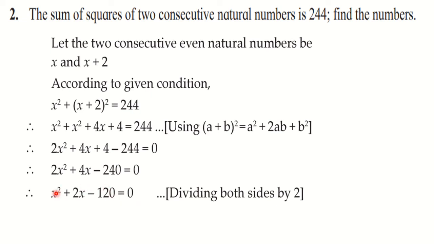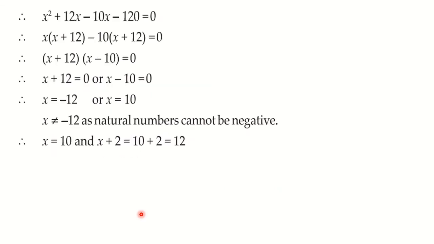Now again think of the two numbers whose multiplication is 120 and difference is 2. So you know the numbers. 12 tens are 120 and 12 minus 10 is 2. So numbers are with us. So write down the middle term, split it. x square plus 12x minus 10x minus 120 is equal to 0. Then take out common and you got the factors as x plus 12 and x minus 10. Then go for either or.